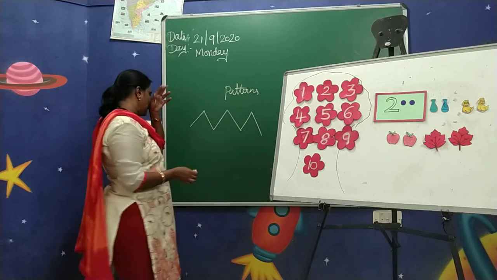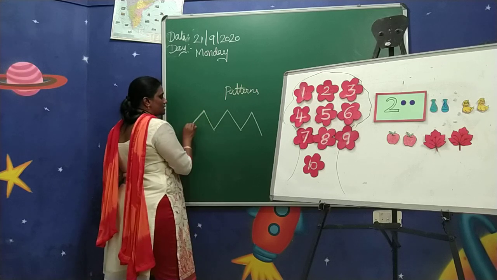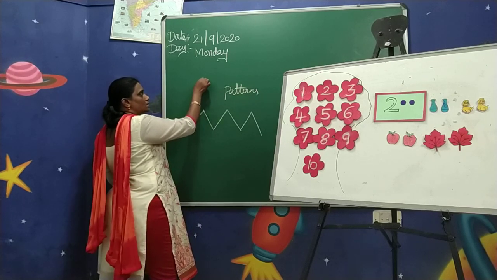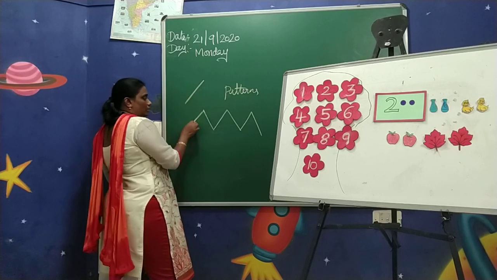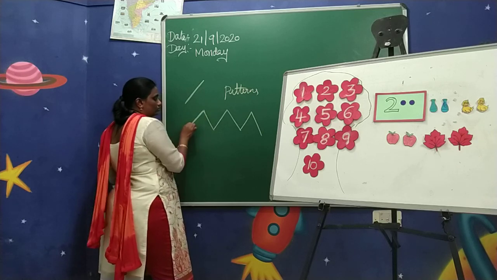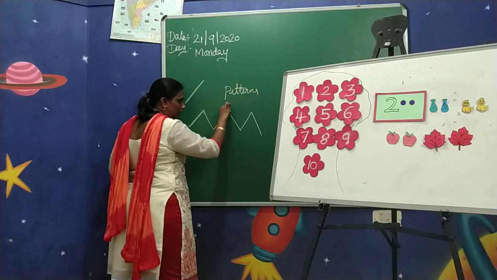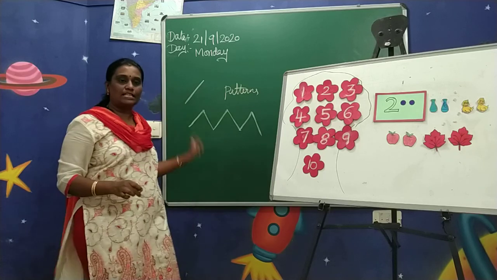Can you see, children? You have to start from the right to left. It's a slant line. You have already learned the slant line. How is the slant line? Like this. This is the slant line. Same thing. First you join the slant line up to down. Slant line, slant line, slant line. Make a zigzag line. This is the zigzag pattern.